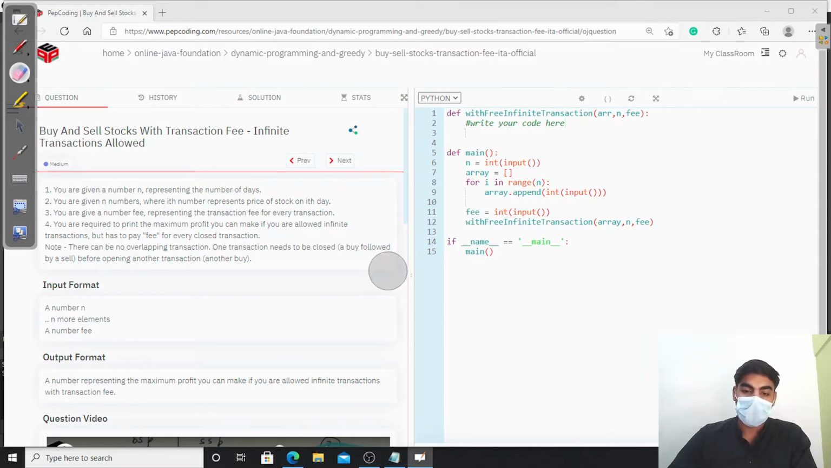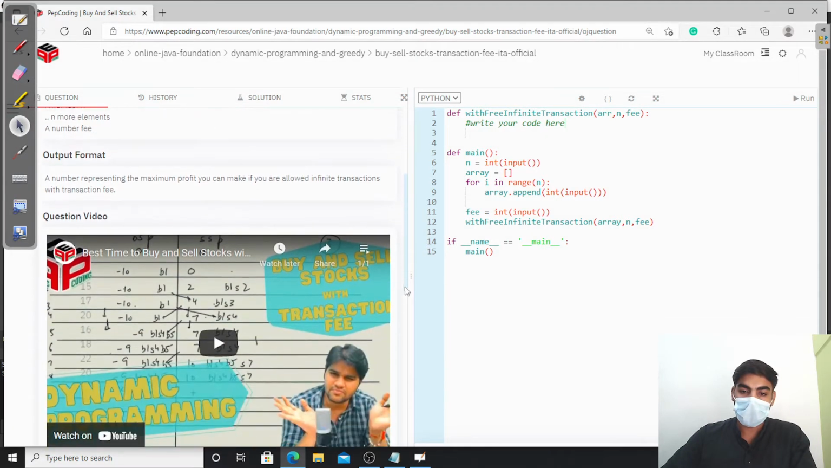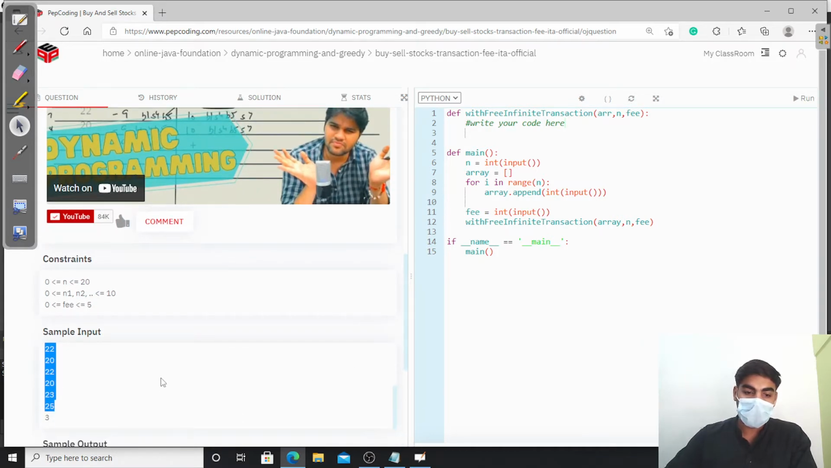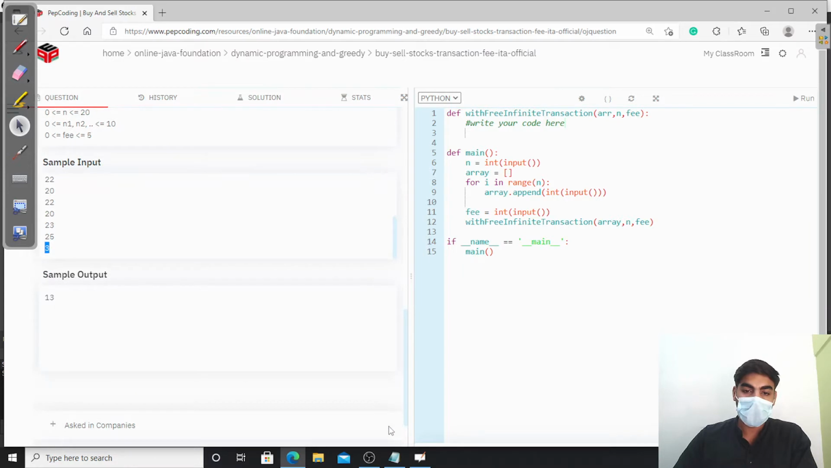Okay, so let's see our input and output, what they are providing. In the input we have the number 12, which shows the number of days. Then we have 10, 15, and so on. These are the prices according to the days. And at the last we have 3, which is the fee which we have to pay after completing one transaction. Okay, let's see the output.